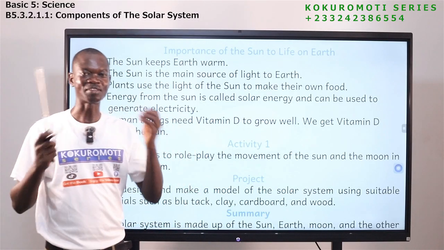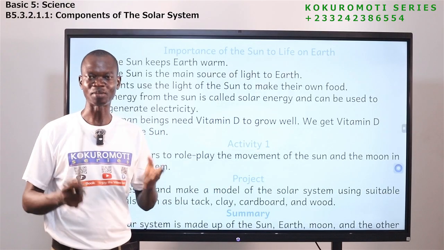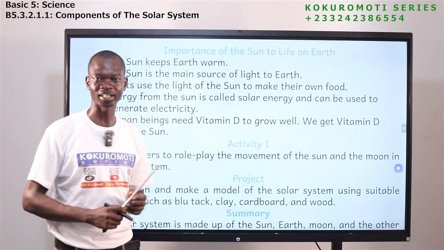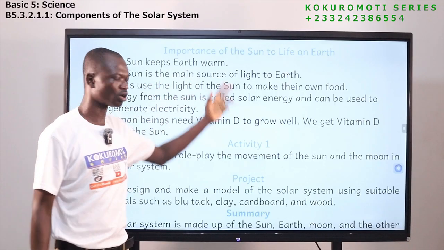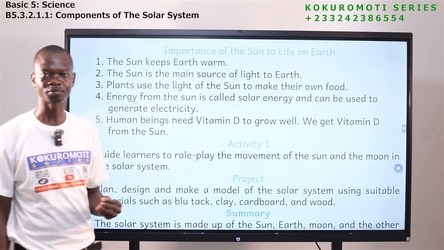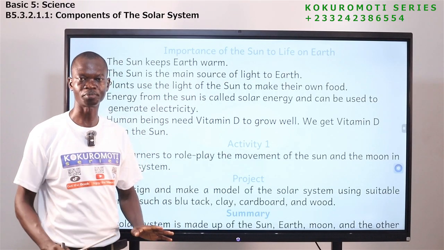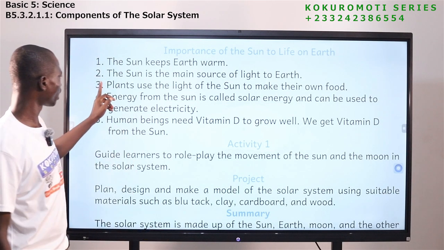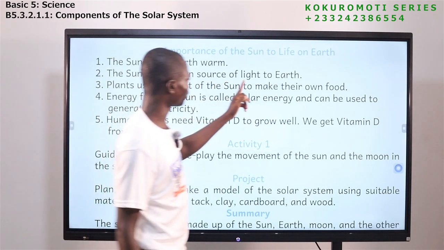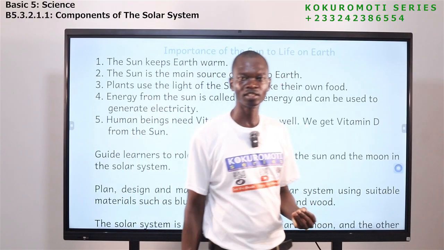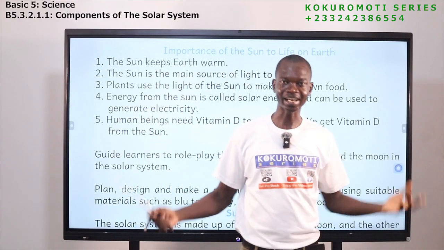Okay, now these are the basic things that you should know about the importance of the sun to life on earth. Now let's read what we have here. 1, the sun keeps earth warm. So the heat from the sun keeps earth what? Warm. Okay, so the next one, number 2, the sun is the main source of light to earth. Yes, during daytime, we get free light from the sun.